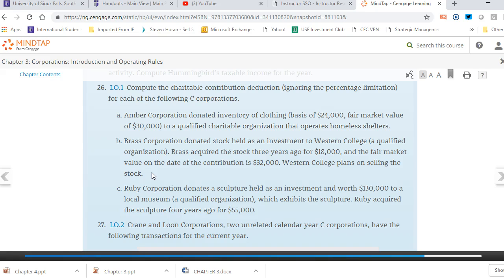Okay, question 26. Compute the charitable contribution deduction for each of the following C Corps. There are a few rules in the chapter that deal with this, and essentially it's a three-step process that depends on what kind of property is being donated. That's part of what comes into the equation. For letter A, Amber Corp donates inventory of clothing, so maybe a merchant or a clothing manufacturer, but they have inventory of clothes that they want to donate. Their basis is 24,000, essentially their cost to make or acquire it, and the fair market value is 30, donated to a qualified charitable organization that operates homeless shelters. Okay, so let's go through that one.